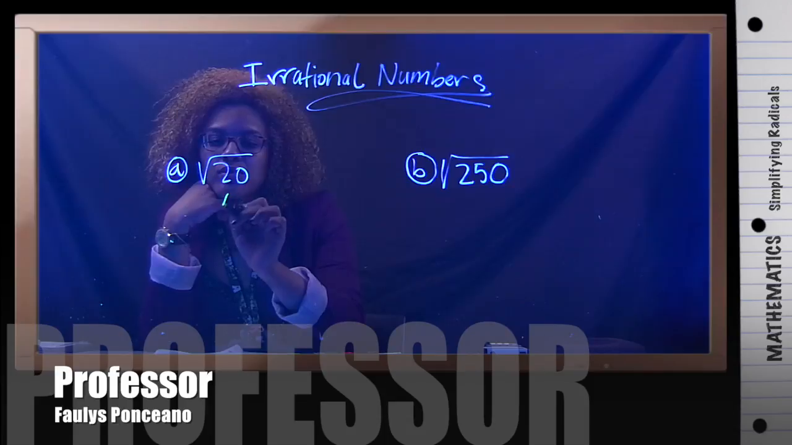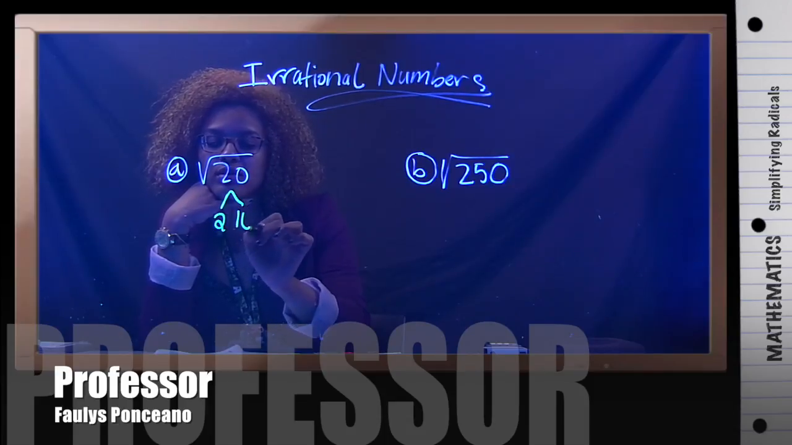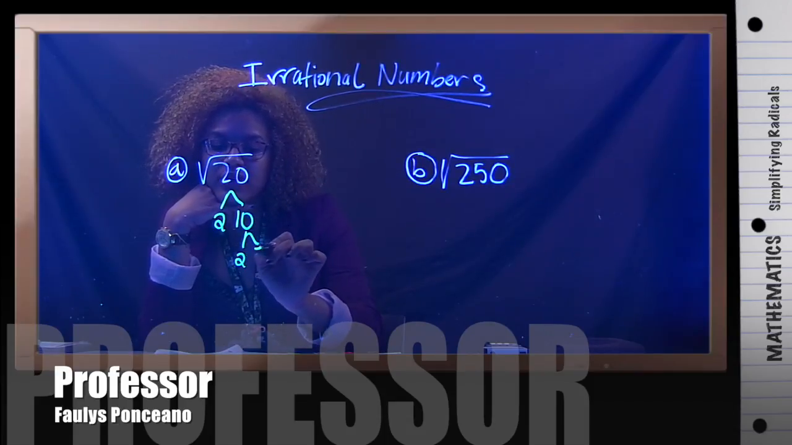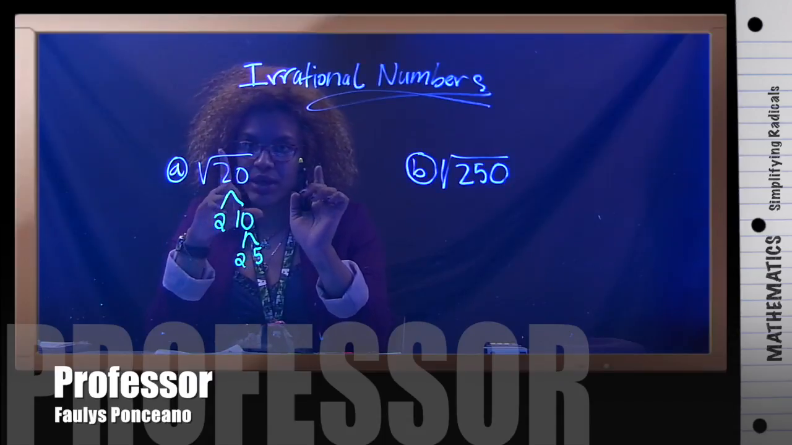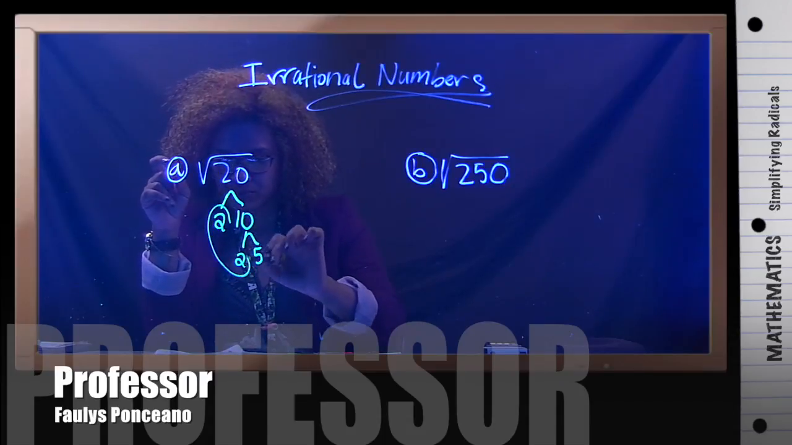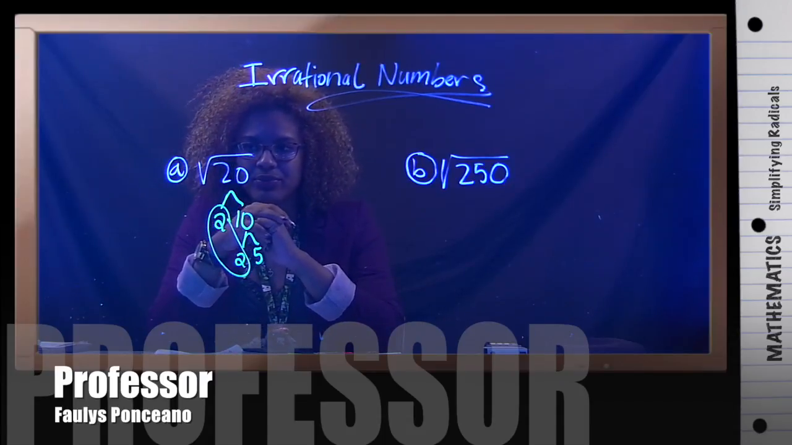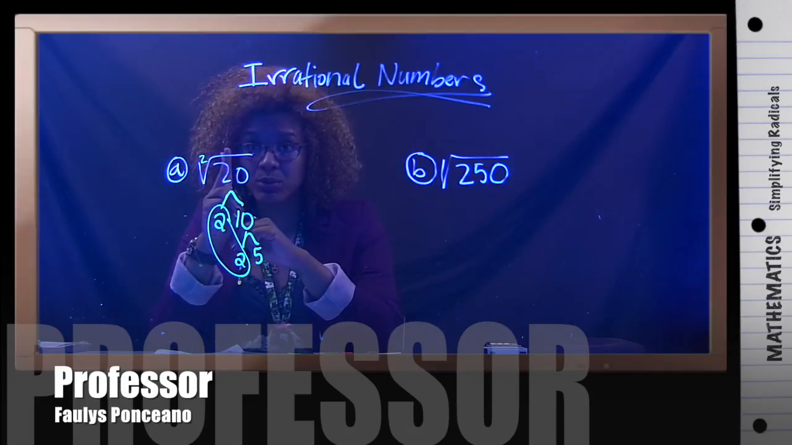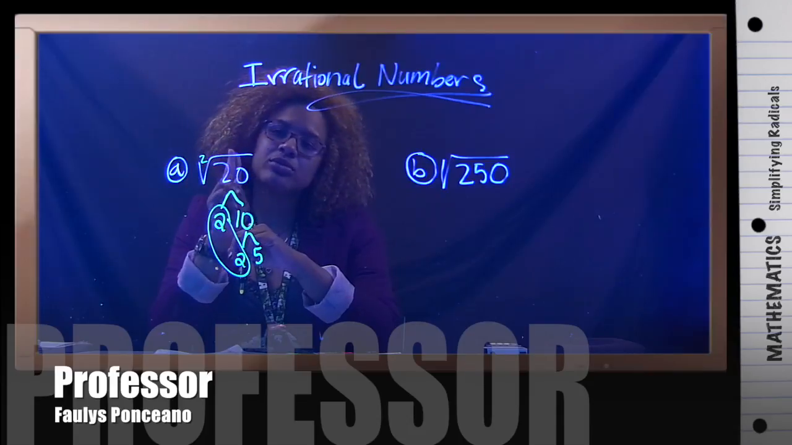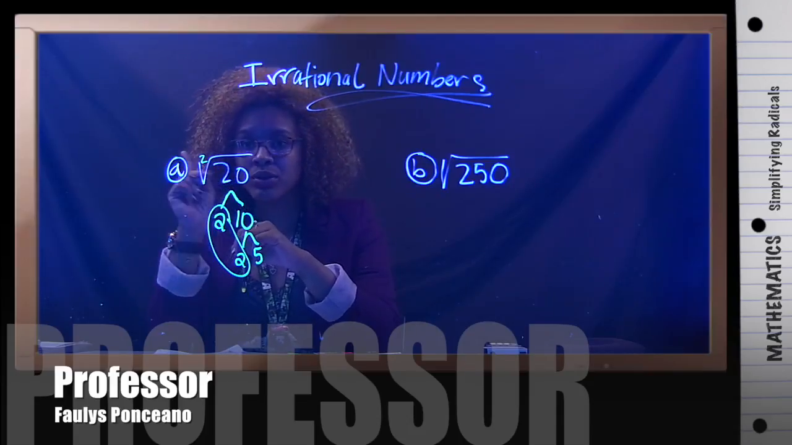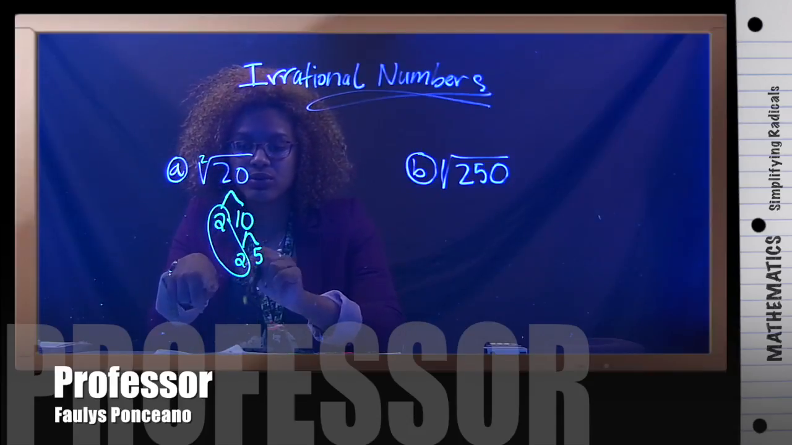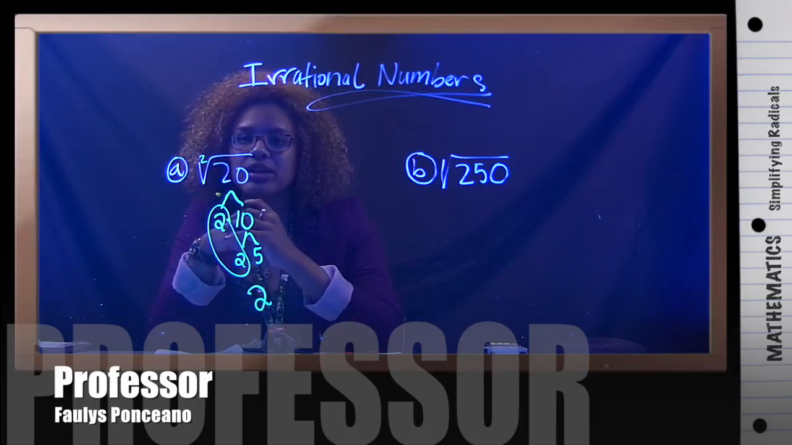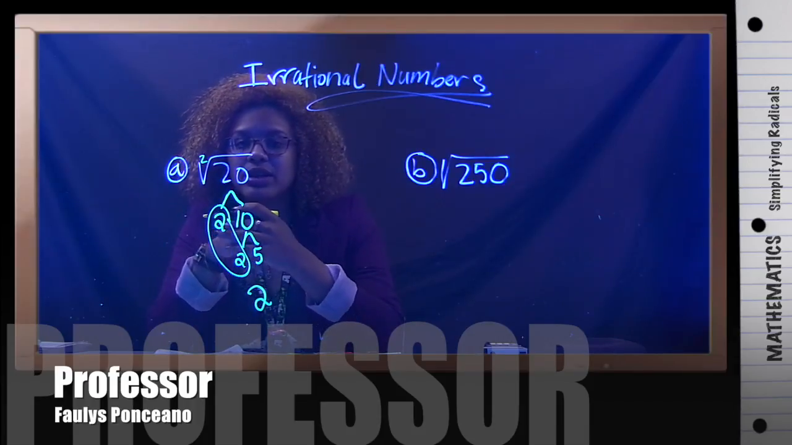So I have 2 times 10, 2 times 5. Make groups of the same numbers. You're looking for a square, which means two numbers that are the same. From the two numbers that are the same in that group, bring one out. So you have 2 2s, 2 on the outside. What is left over? The 5.